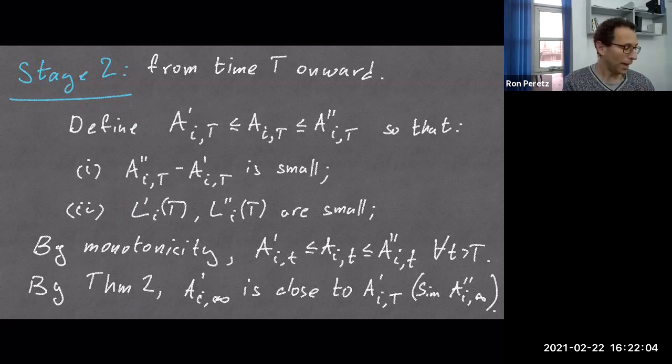And now we use monotonicity. After time t, we continue with the epsilon DeGroot updating rule with all three, with A', A and A''. And by the monotonicity property, this inequality is sustained. And if we use theorem two, the theorem that says the convergence depends on the Lyapunov function, then we get that A' at infinity, in the limit, is close to A' at time t, and similarly with A''. So A_i^t should also be close, right?